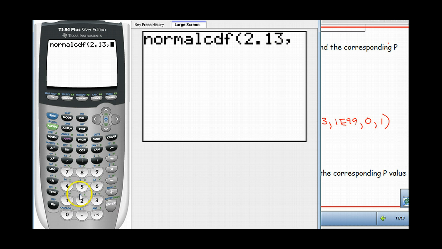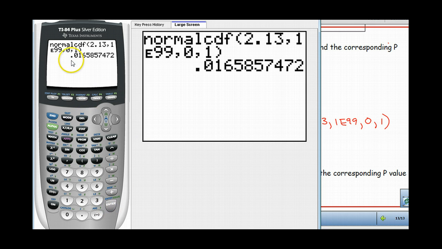My upper is 1 times 10 to the 99, comma 0, comma 1. Some of you may have it saying lower, upper, mean, standard deviation. So if you have that, just plug it in. Make sure you're getting this number.